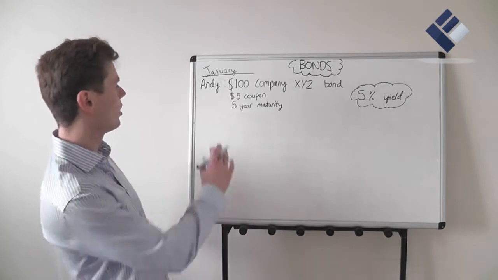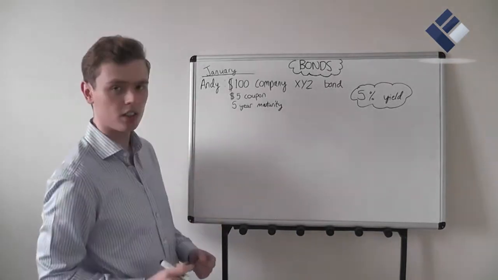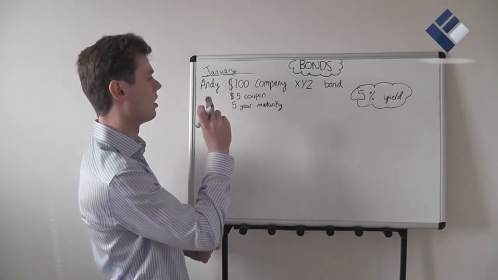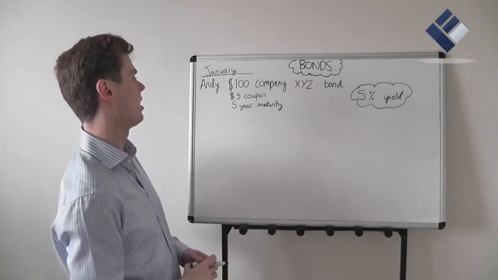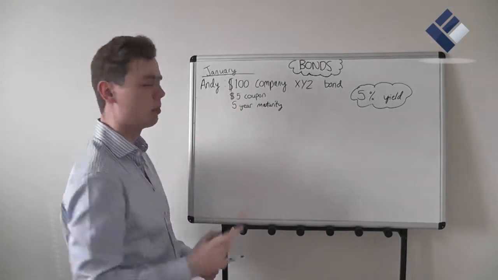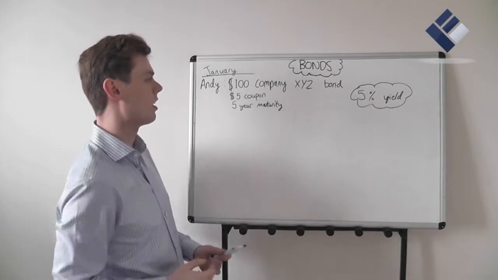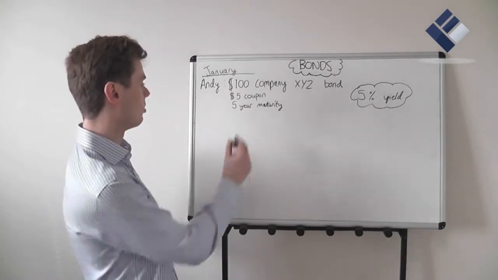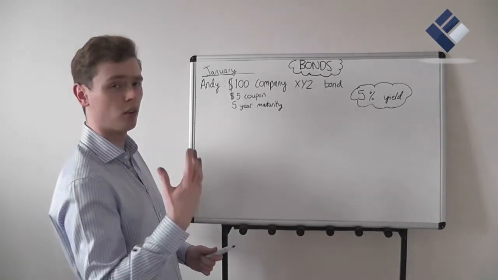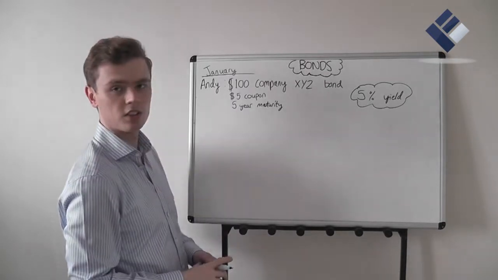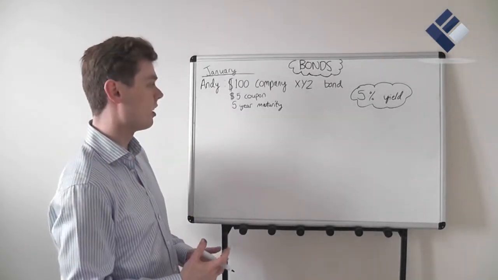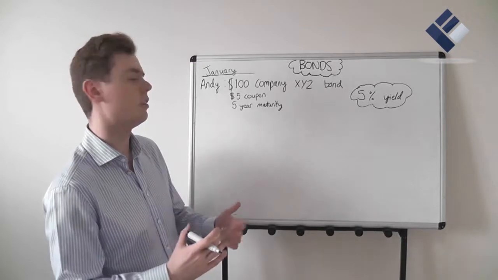So we had a situation where our investor Andy had purchased a $100 bond from company XYZ. This pays him a $5 coupon and has a maturity of 5 years. So his future cash flows will be $5 every year for 4 years, then $105 in the final year, giving him a profit, if held to maturity, of $25.